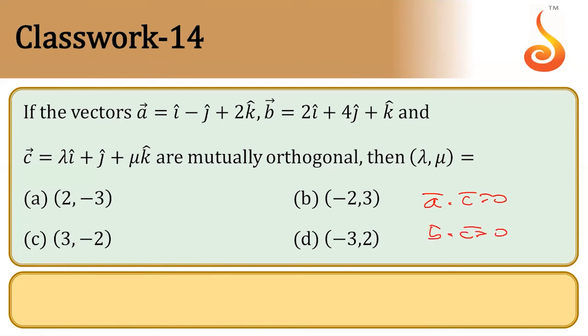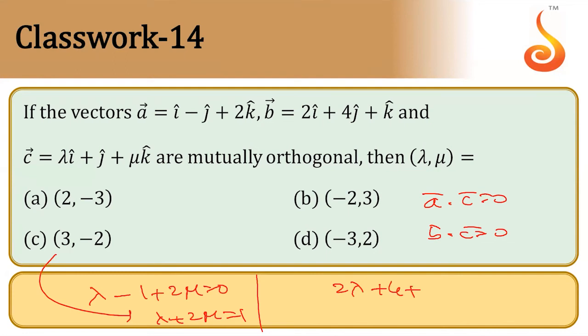What comes? A dot C is 0 means lambda minus 1 plus 2 mu equals 0. So lambda plus 2 mu equals 1. That is one equation. Which option is matching? Only C is matching now. Just apply verification. B dot C, that is 2 lambda plus 4 plus mu equals 0. So 2 lambda plus mu equals minus 4.